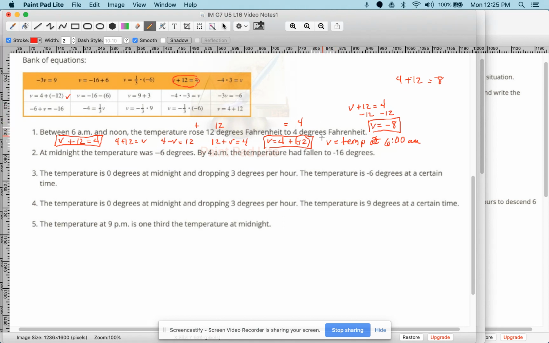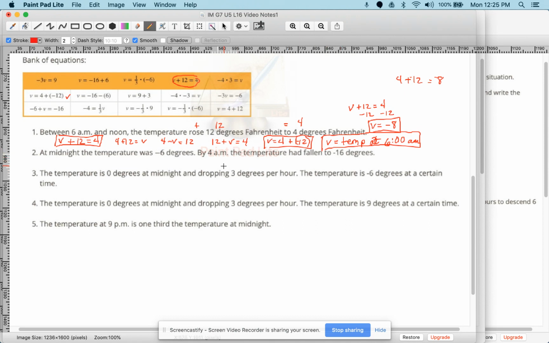So this was the other answer. We went ahead and did all of the steps. So let's do number 2. At midnight, the temperature was negative 6 degrees. By 4 a.m., the temperature had fallen to a negative 16 degrees.